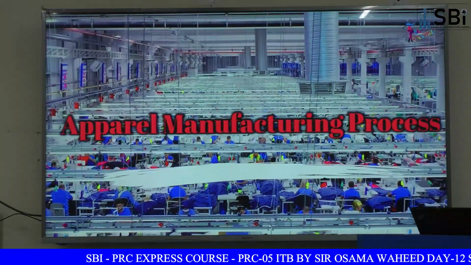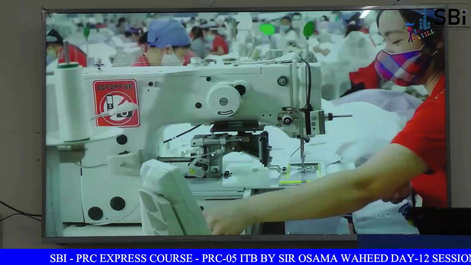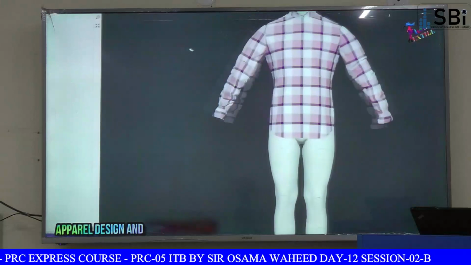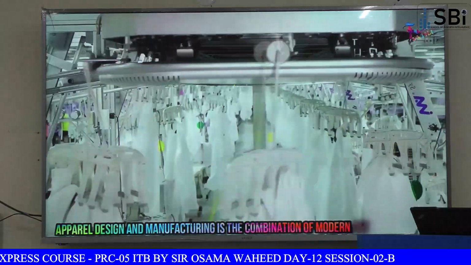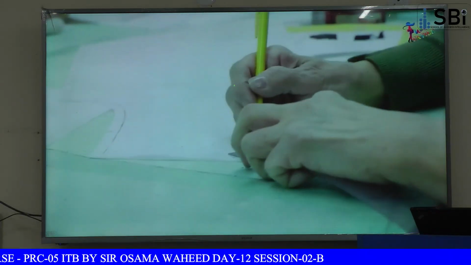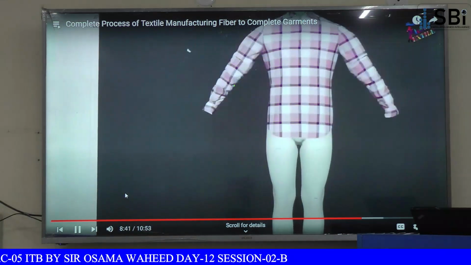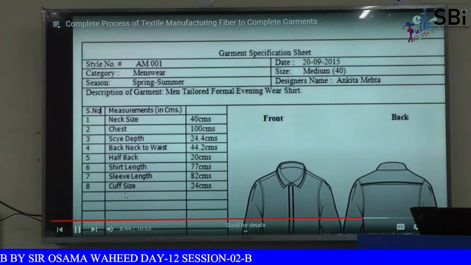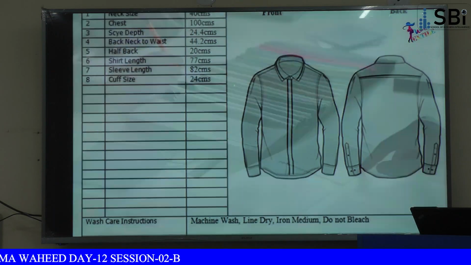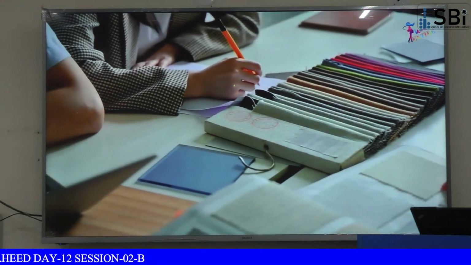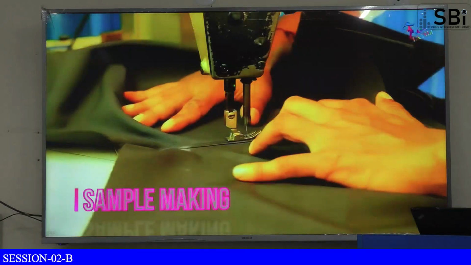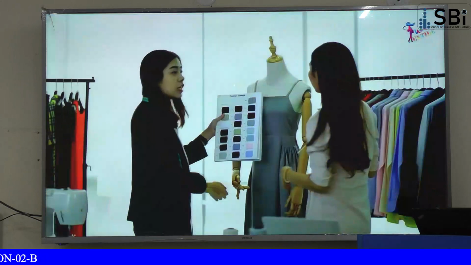Apparel manufacturing process. Apparel is a final product of textile which is known as a piece of clothing. Apparel design and manufacturing is the combination of modern art and technology. Design is usually provided by the buyer. Buyer sends the technical sheet and artwork of an order to the merchandiser after placing an order. Through the sequence of processes, at first, patterns are made and according to the pattern, sample garments are made for buyer approval.